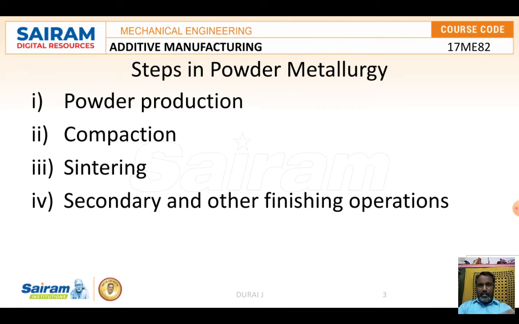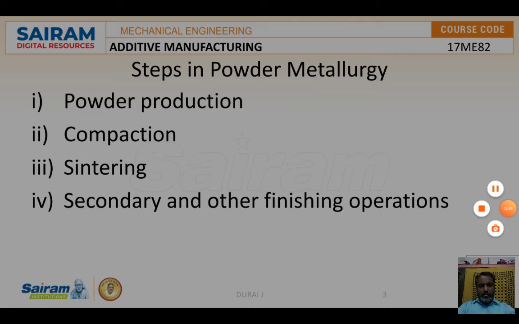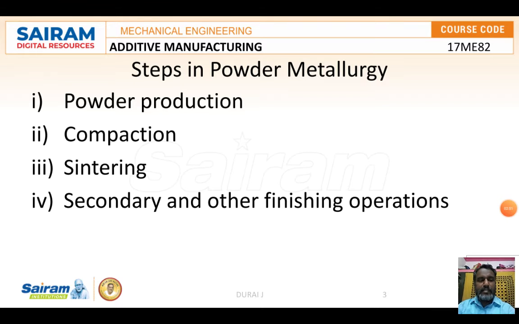Next we are going to discuss the steps in powder metallurgy. The powder metallurgy technique is not a new one; it was used in ancient times also. Nowadays we know the importance of powder metallurgy and can produce many components, but in the olden days, in 3000 BC itself, sponge iron was manufactured for tools and other implements.